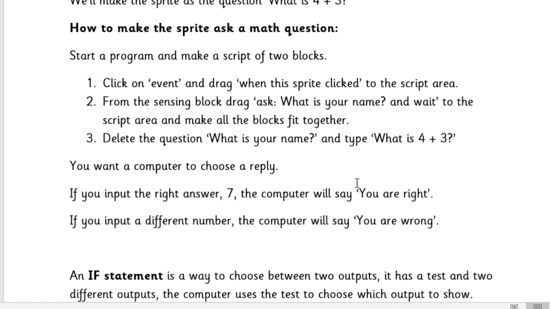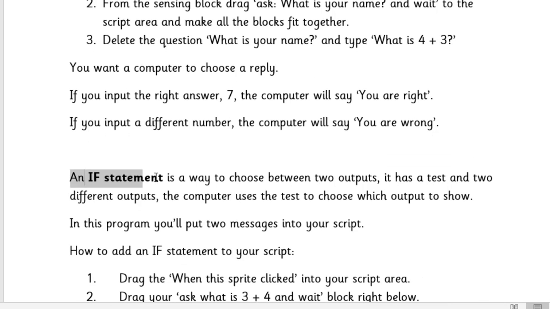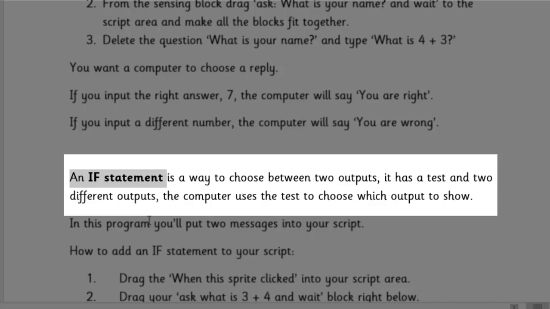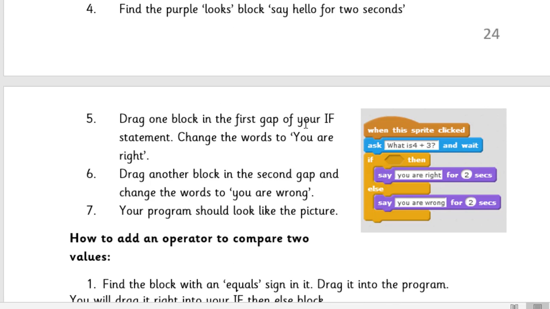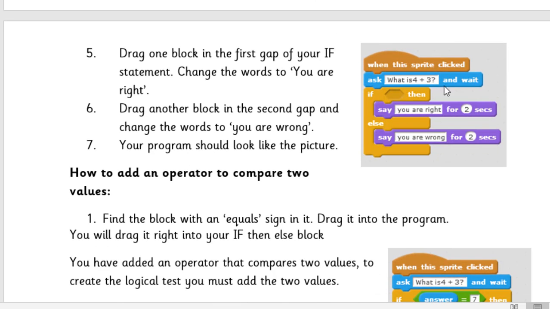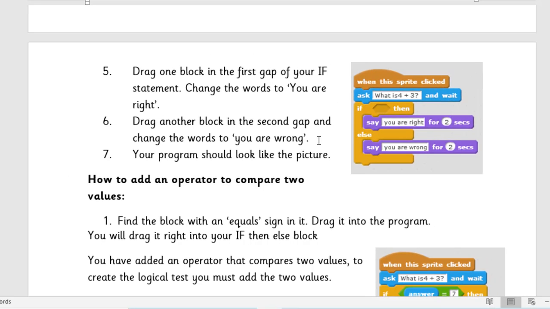To do that, we're going to have to use something called an if statement. The if statement is a way to choose between two outputs. It has a test and two different outputs. The computer uses the test to choose which output to show. So let's get started. The program that we're going to do right now is found in the book, page number 25. So let's open Scratch first.